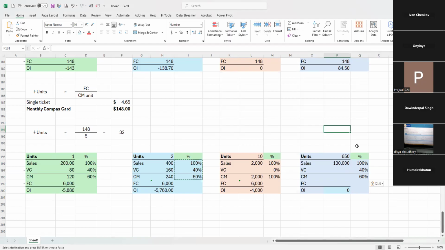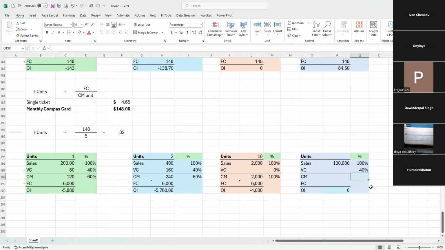Can you find me, what was that? 130,000. Can you find me how many units you need to sell to come up with the break even? This is the only information that you have. Can you find me how many units you need to sell to come up with the break even? Yes, we need to calculate.